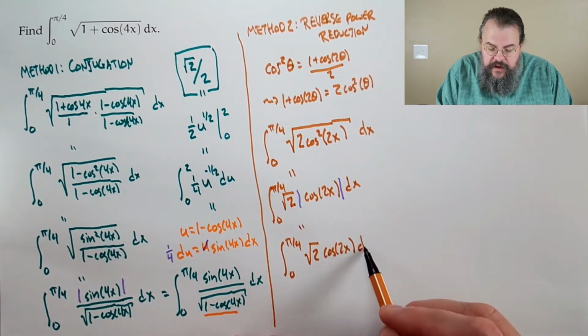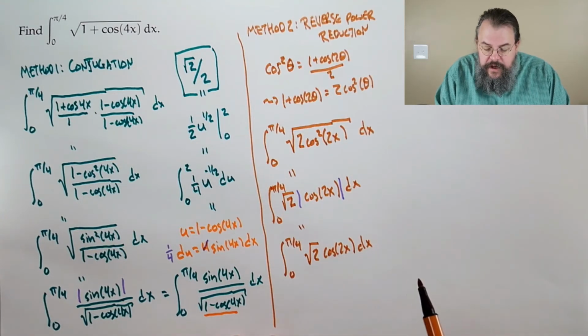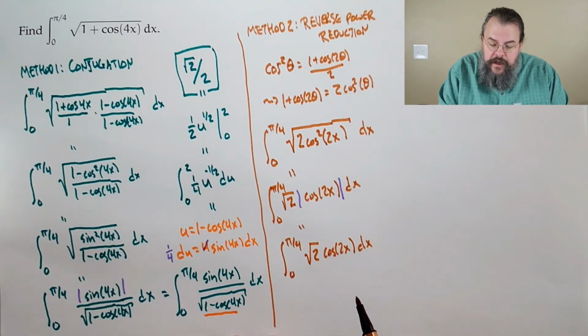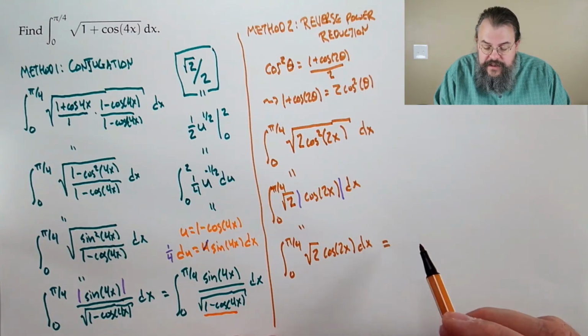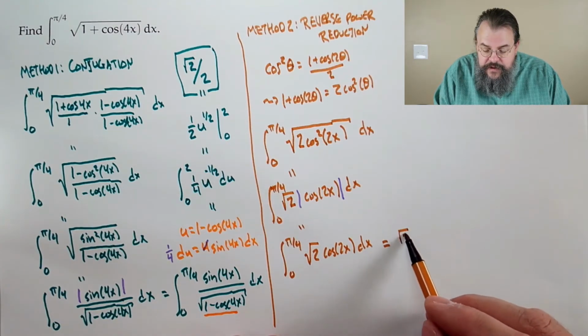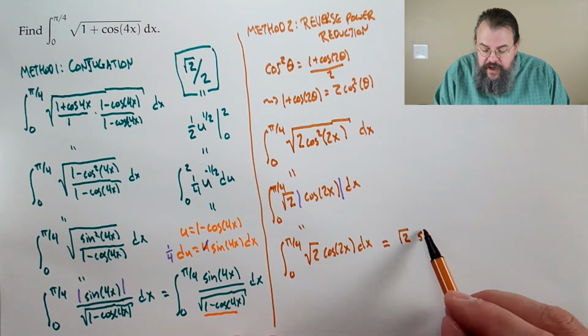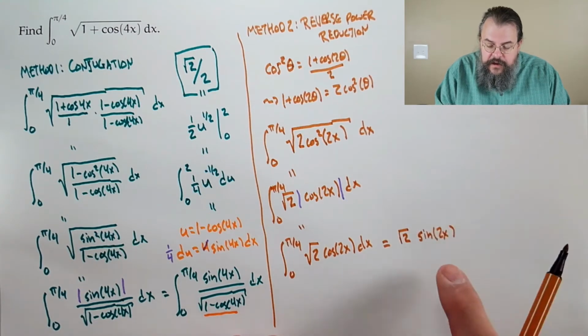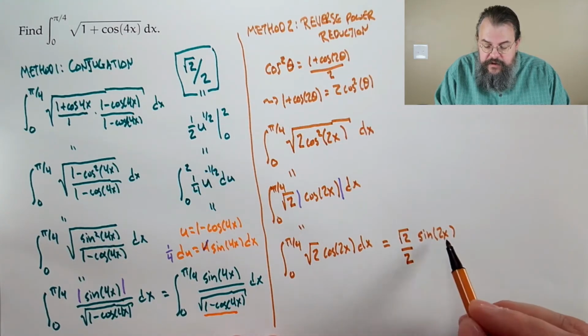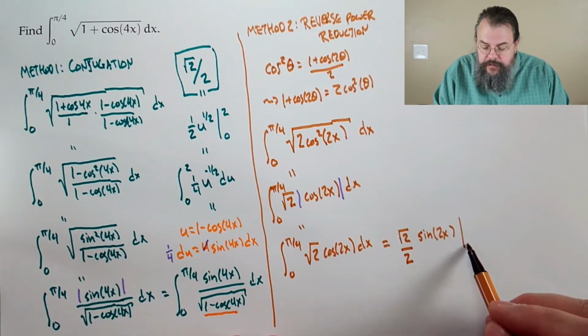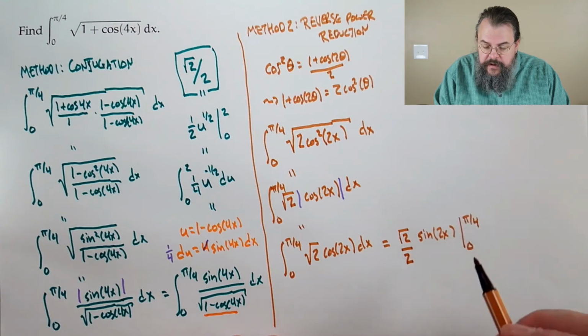Okay, so this is the same as the integral from 0 to pi over 4 of root 2 and simply cosine 2x. And now we're most of the way done, right? Well, what's the integral of cosine? The integral of cosine is sine. So we get a root 2 sine of 2x. And now we say, wait, don't forget, you've got to divide by 2, because you have to account for that 2 on the inside. And we're going to go from 0 to pi over 4.